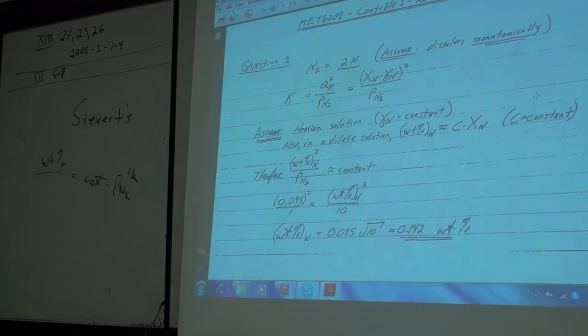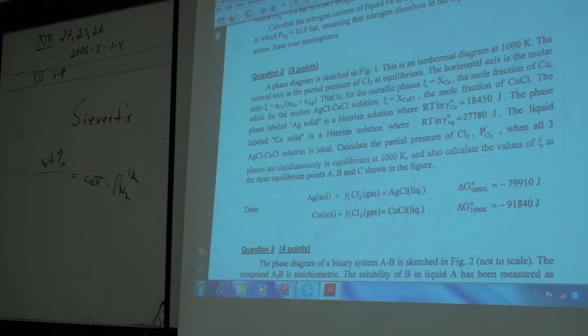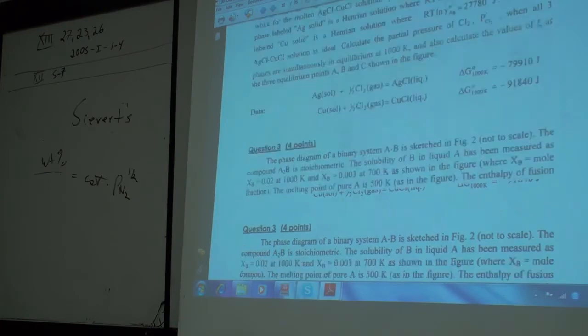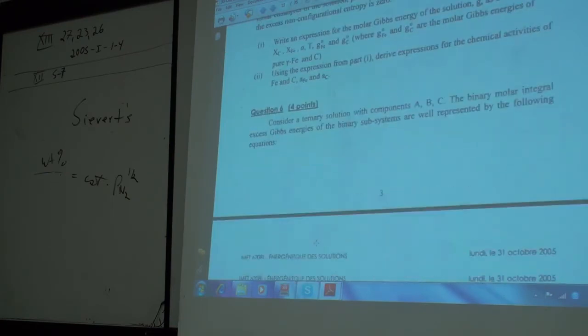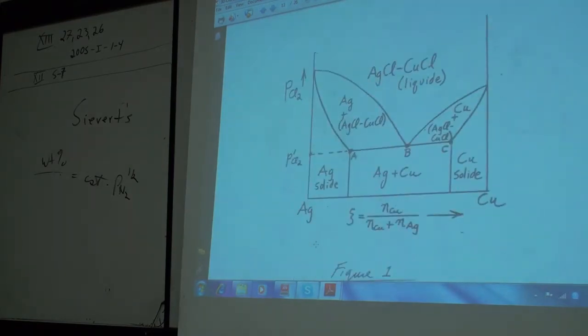So that's how you see this one. Okay, question 2. The phase diagram is sketched in figure 1. Well, you've seen these diagrams and talked about this before. There you have a diagram.